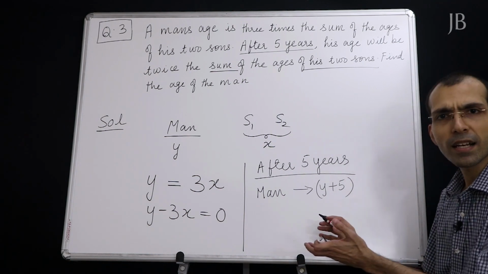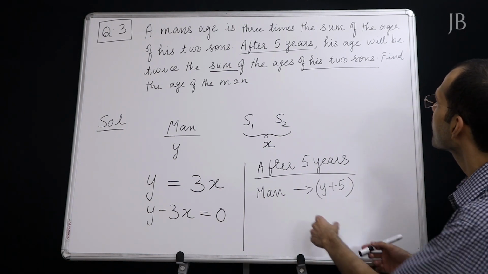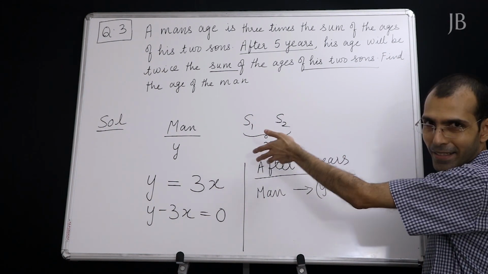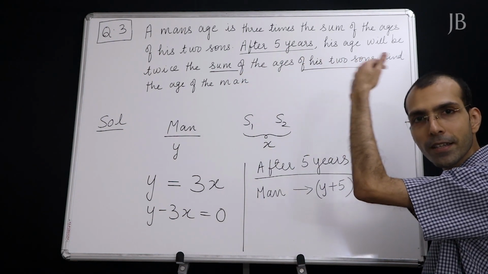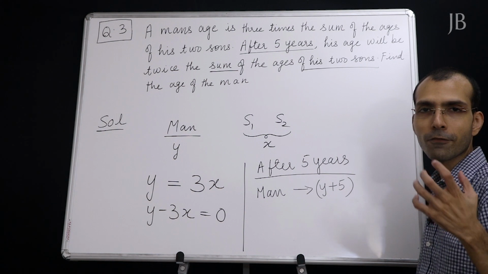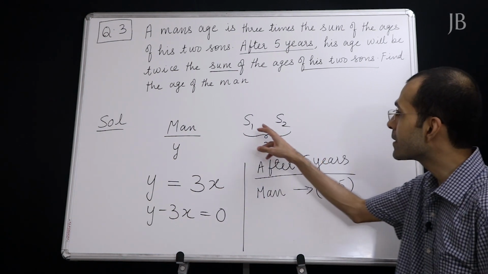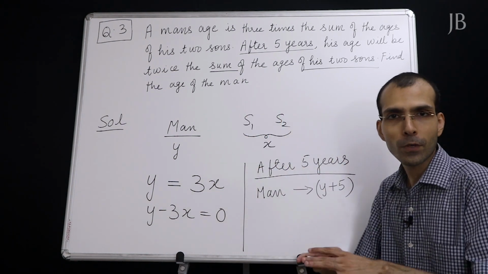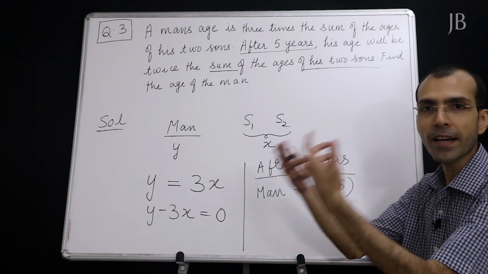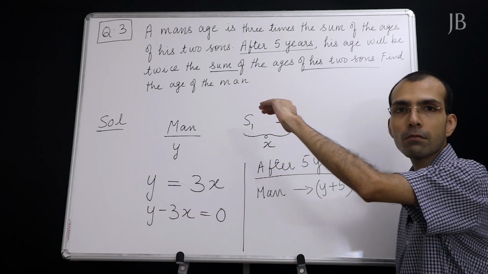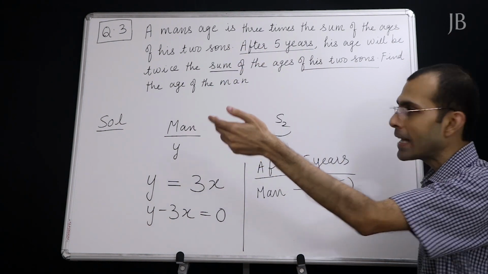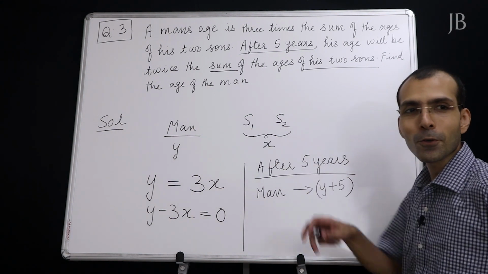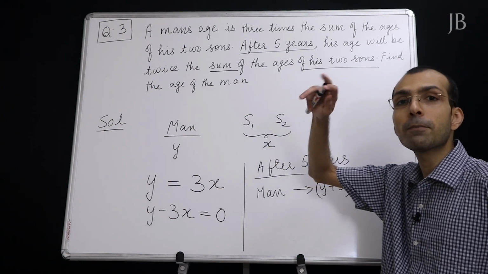So we would write y plus 5 equals x plus 5, because the total of the ages of the two sons is x. After 5 years, it will become x plus 5. No, there is a catch. There is a flaw in our argument. These are two people, it is not only one person. After 5 years, this son will also increase his age by 5 years, and this son will also increase his age by 5 years. So their sum will be increased by 10.